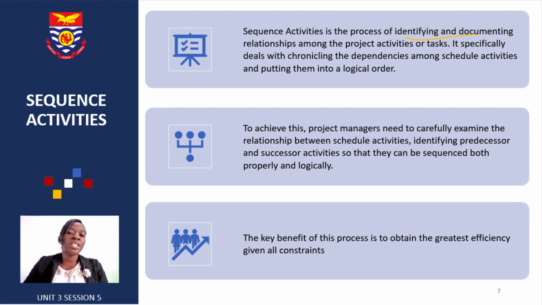And so to achieve this, the project manager actually needs to carefully examine the relationship which exists between the activities which has been scheduled, looking at which one should come first and which one should follow. So predecessor and successor. Predecessor is what comes first and successor is what comes after, so that they can be sequenced properly and logically. It will be wrong for you to do controlling before you actually plan. It won't work. So you need to be able to know what comes before the other.